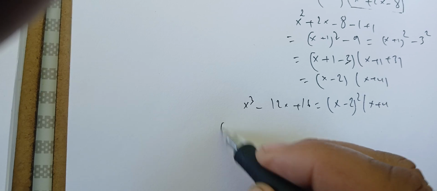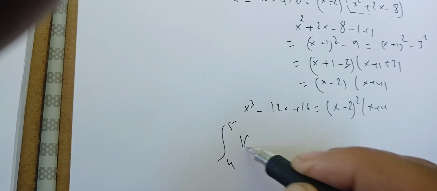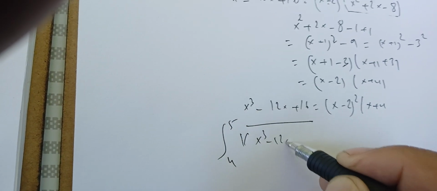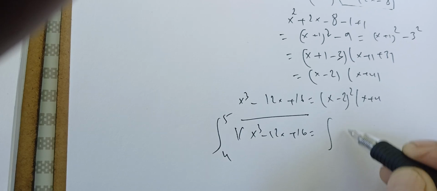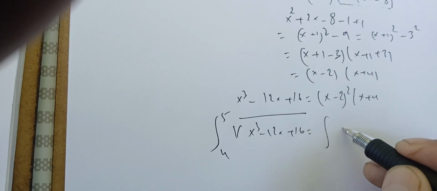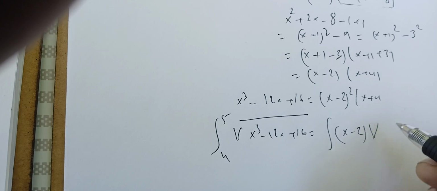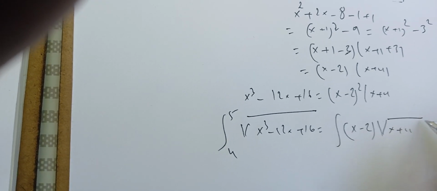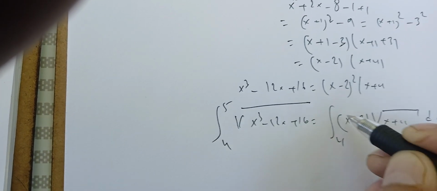Now if I go back to my integral, it's the integral of the square root of x cubed minus 12x plus 16. The square root of x minus 2 squared is x minus 2, and I will be left with the square root of x plus 4, between 4 and 5.